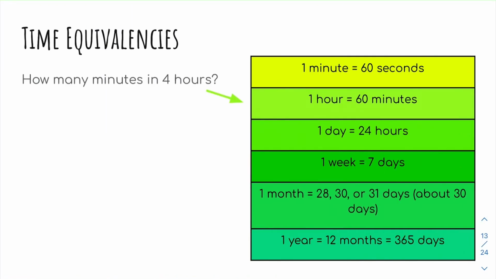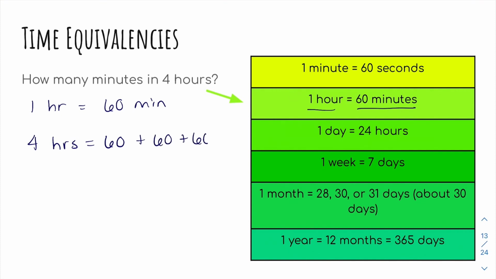How many minutes are in 4 hours? In 1 hour, there are 60 minutes. 1 hour equals 60 minutes. So 4 hours would equal 60 plus 60 plus 60 plus 60. We already know that 60 plus 60 is 120 from the last problem. So I could say these are also 120. That makes it a little bit easier for me, and then I can just add 120 plus 120.